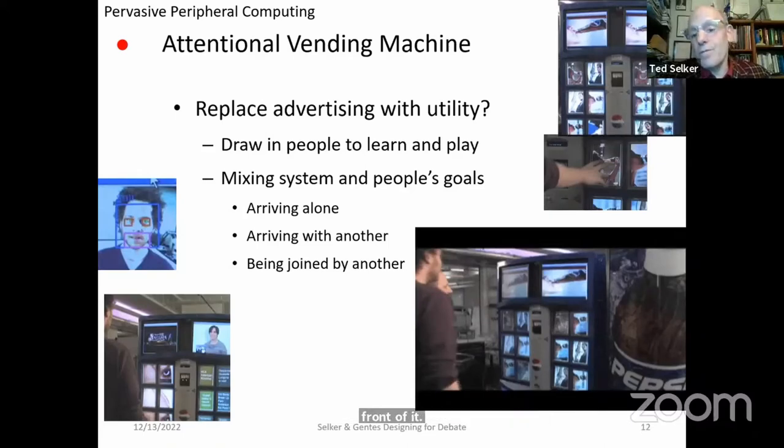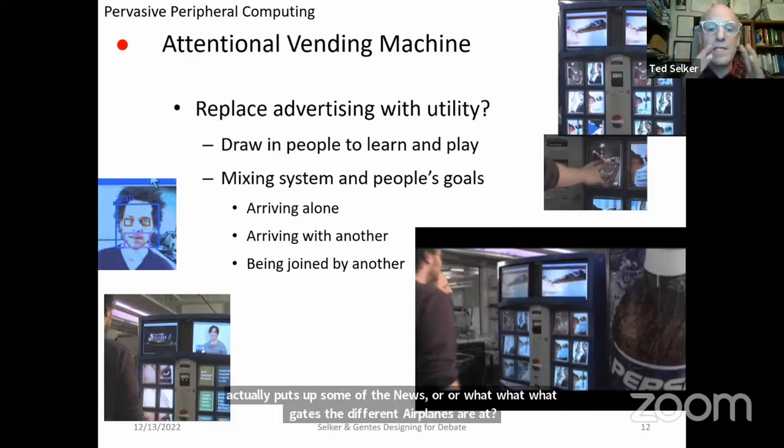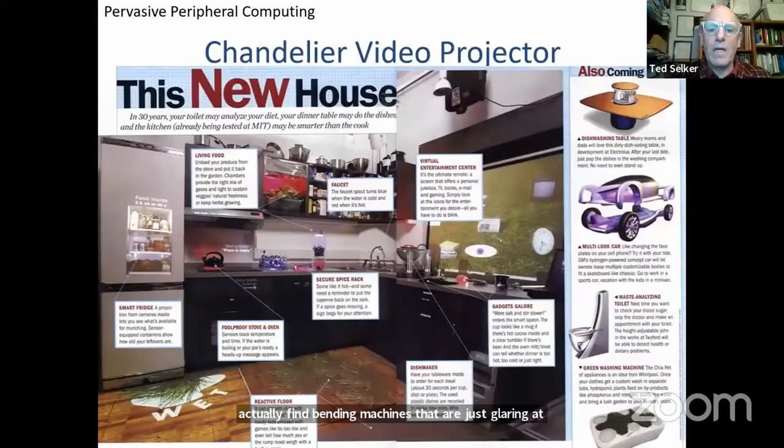Maybe when you're far away from it, it puts up some of the news or what gates the different airplanes are at. So we tried all of these things, but the point is that we're really trying to have an interface that engages you not with the primary task, but with something else that will eventually support the primary task, because people find vending machines that are just glaring at you saying they're Pepsi, Pepsi, Pepsi, a little bit off-putting.